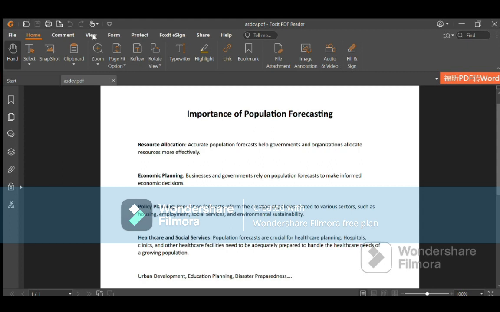And there are so many things that need population forecasting to be worked on, like urban development, education planning, and disaster preparedness. And this is the end of my project.